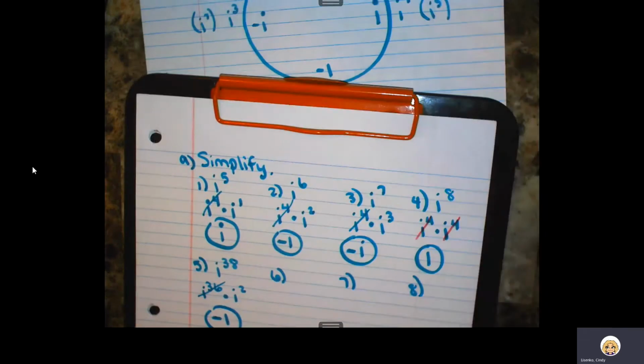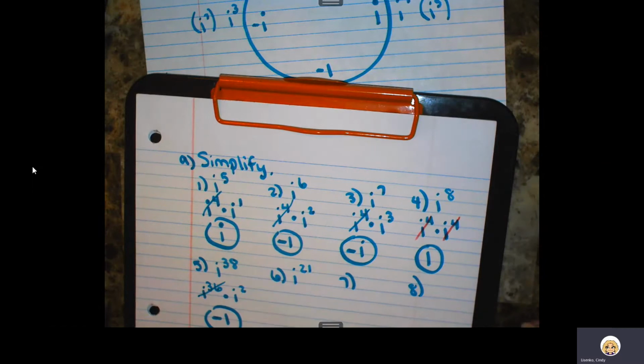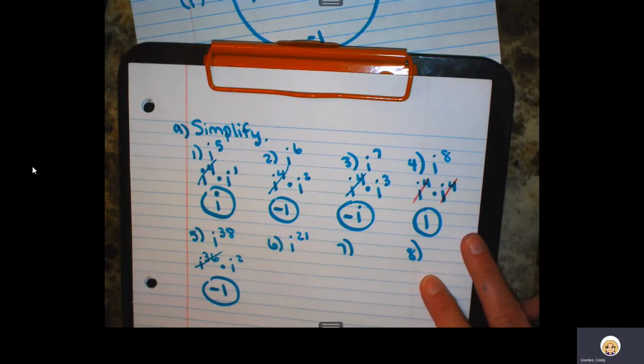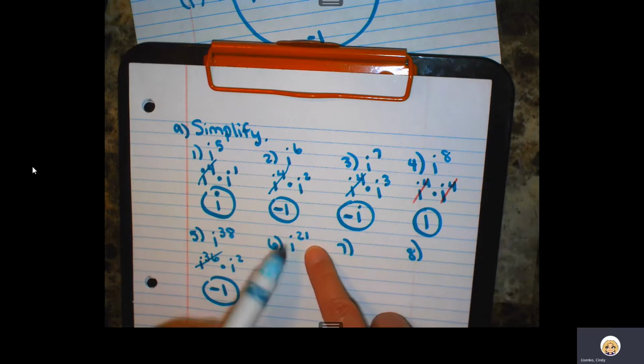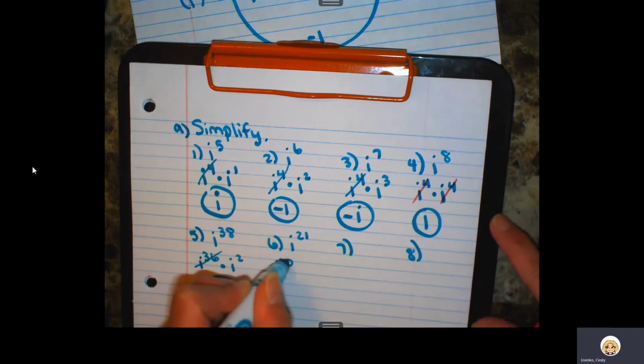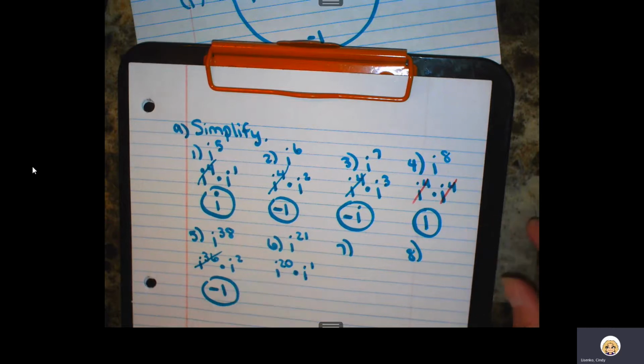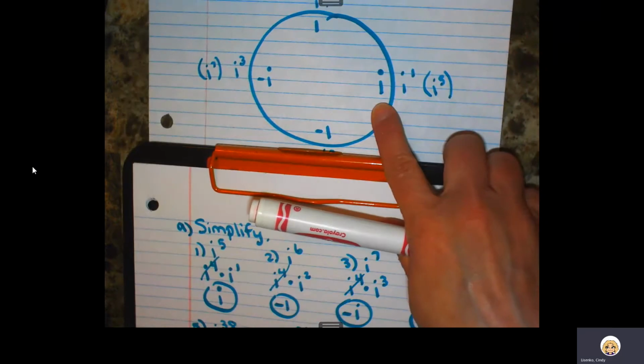Let's do another one. And again, if it's still confusing, hopefully it'll make more sense as we go through. i to the 21st. You can count around 21 times, or you can take out a multiple of 4. What is the largest multiple of 4 that is underneath 21? That would be 20: 4, 8, 12, 16, 20. So I'm going to take out 20 i's. That leaves me with 1 more, so i to the 1st. Any multiple of 4 cancels out. It just becomes a 1. So I'm left with my remainder. Well, i to the 1st, according to my clock, is just i.